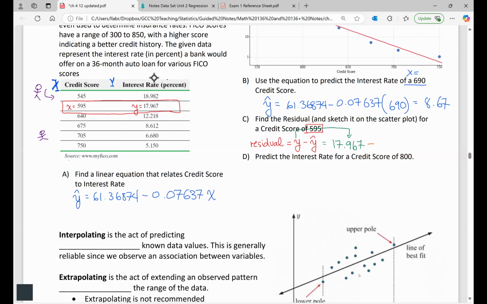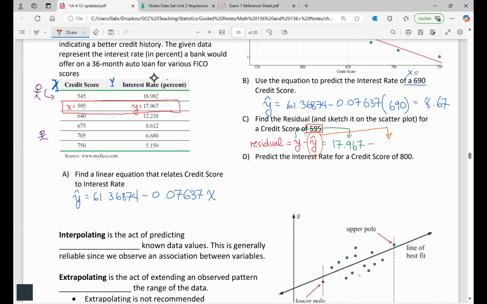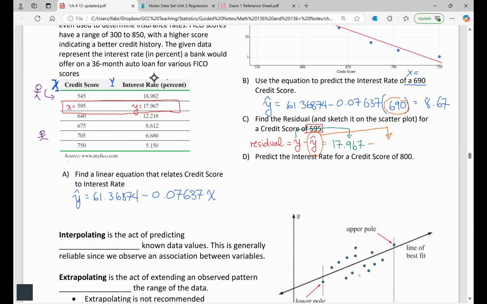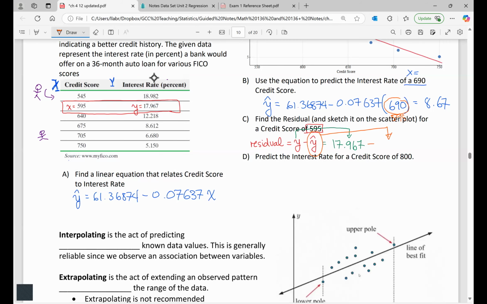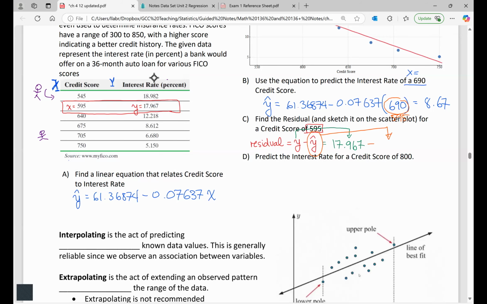So remember that to find this predicted value, you have to use StatCrunch, or you can simply go ahead and replace this value here with the 595. So go ahead and do that, and you should obtain the value of 15.929, I believe.